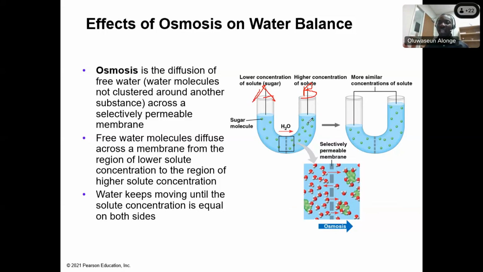It has a high concentration of sugar. A is hypotonic, low concentration of sugar. So A is going to be, you see, low concentration. A is hypotonic, and B is hypertonic.